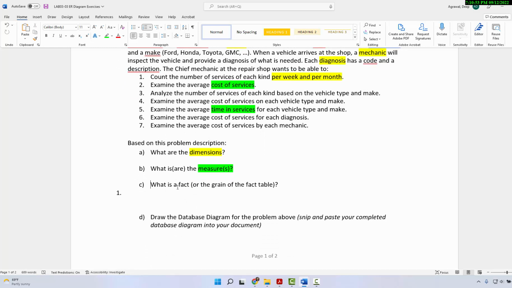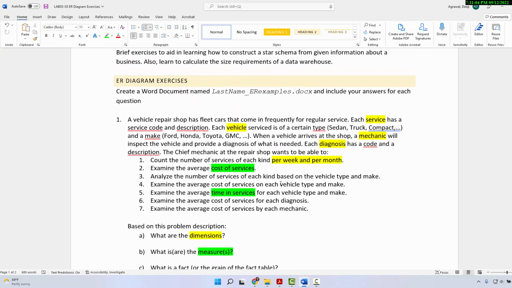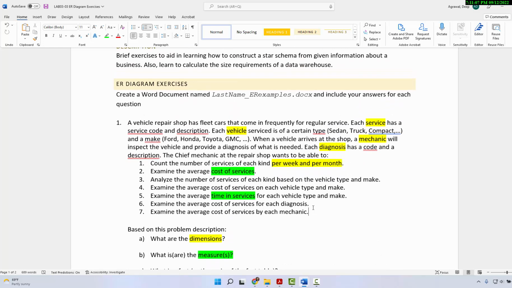Now, let's look at what is the fact or the grain of the table. We know that the grain of the table is the level of granularity of the data in the table, or what level we are storing the data for analysis. So let's go back and read our problem description. A vehicle repair shop has fleet cars that come in frequently for regular service. Okay. Each service has a service code. Each vehicle has a certain type and make. When a vehicle enters the shop, a mechanic inspects the vehicle and diagnoses.